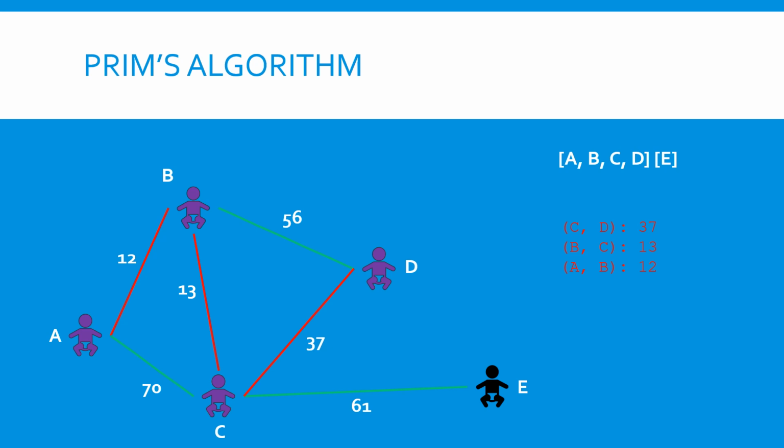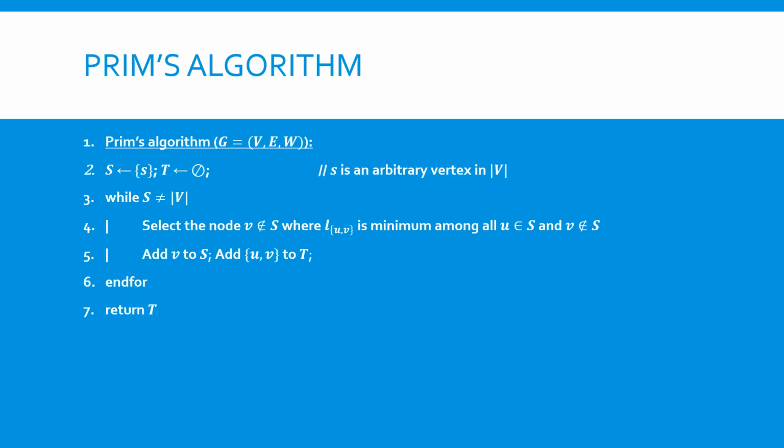The next cheapest edge is CE. Since E is not visited, we will choose this edge. Similarly, we can include E into the visited set. Since all nodes have been visited, we can terminate the algorithm now. Here is the pseudocode for Prim's algorithm. You can compare it with Dijkstra's algorithm and find their similarities.